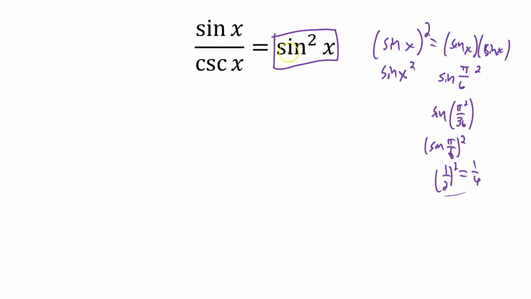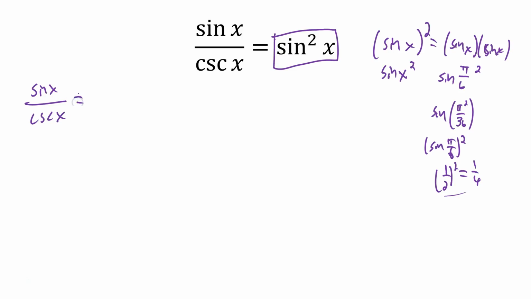We have sine x over cosecant x equals sine squared. I definitely think the left side we're going to be able to do something with. The right side, sine squared, there's not much we can do with that. So let's take a look at the left side, this sine over cosecant. I'm going to rewrite it: sine x over cosecant x.